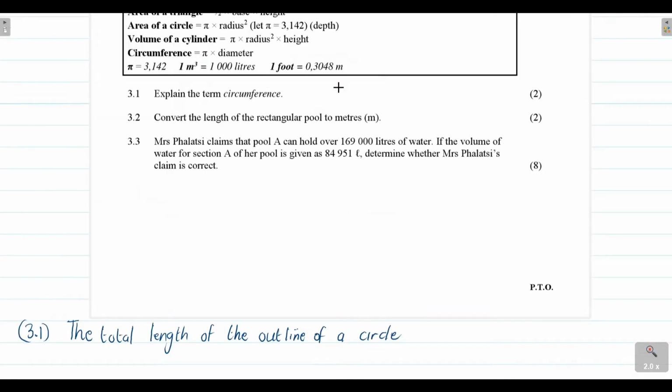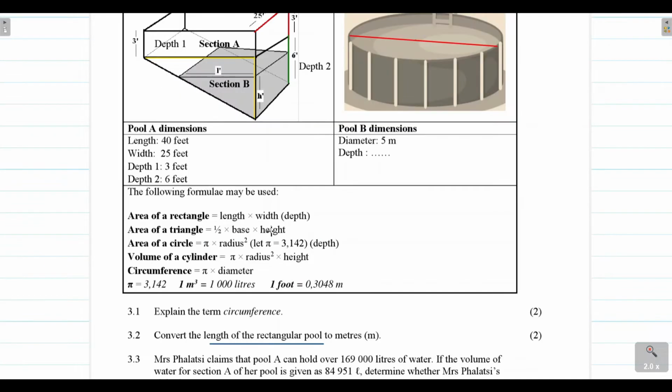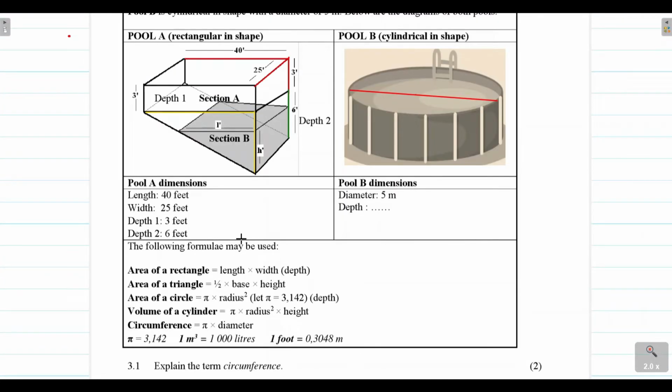Let's have a look at question 3.2. Convert the length of the rectangular pool to meters. All right, so here we want to convert the length of the rectangular pool to meters. So what is the length, guys? We already know that the length is your longest side, okay? So we now have to get what the length is of our rectangular pool. Then we want to convert that length to meters, okay?